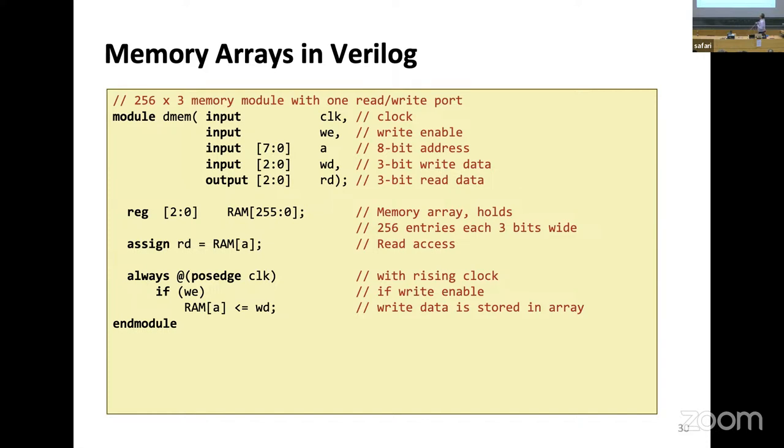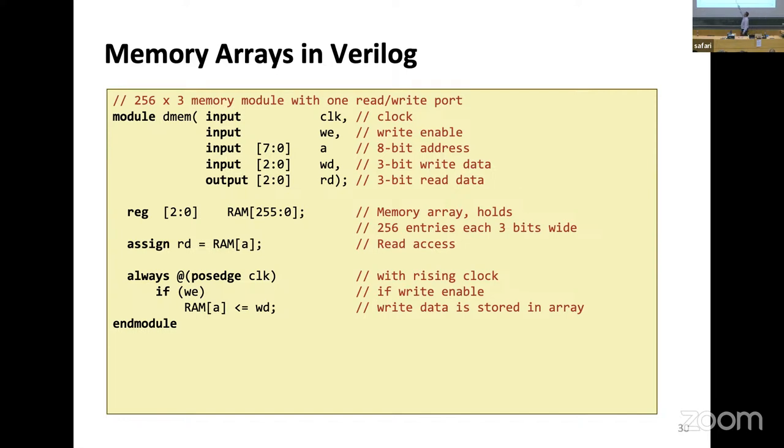Let's take a look at what is happening at the top. I have a clock. I need a write enable signal because whenever I want to overwrite things, I need to tell it. I have to say, look, we are writing something over. I have an 8-bit address. Why? Because I need 256 different values. Then I have my 3-bit write and 3-bit read data. So they can be separate, the data that I'm reading and writing. One of them is an input, the other one is an output.